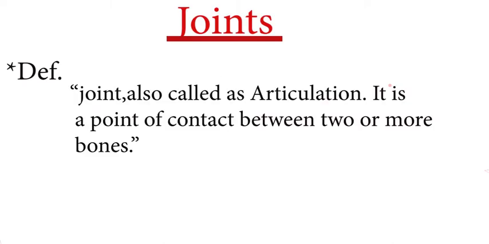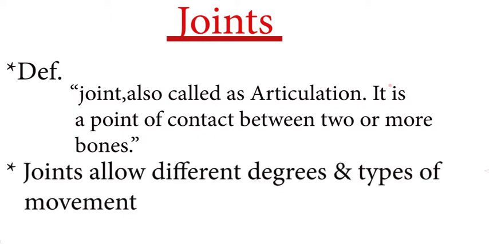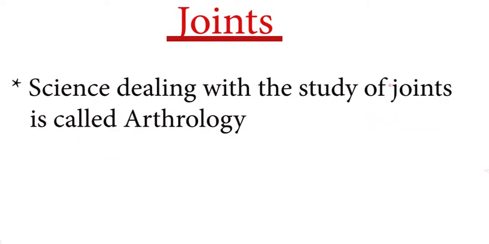A joint is also called articulation. It is a point of contact between two or more bones. Joints allow different degrees and types of movement. The science that deals with the study of joints is called arthrology.